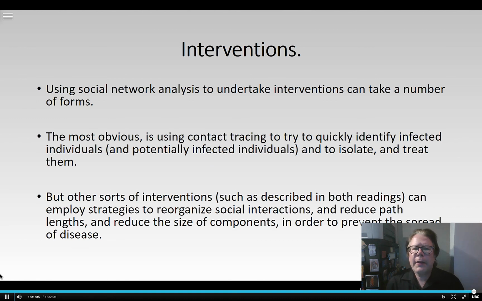And finally, various kinds of interventions can be undertaken in a number of different forms. The most obvious social network intervention is using contact tracing to try to quickly identify infected individuals and potentially infected individuals and to isolate and treat them. But other sorts of interventions, such as described in both readings, can employ strategies to reorganize social interactions, reduce path length, and reduce the size of network components in order to prevent the spread of disease.